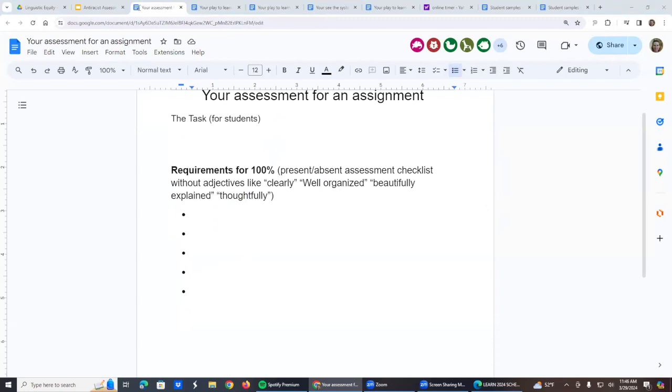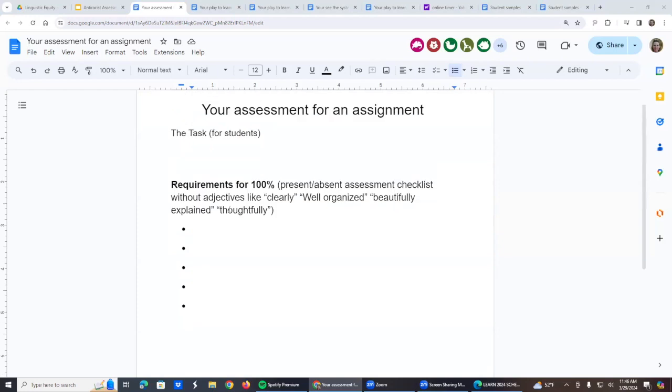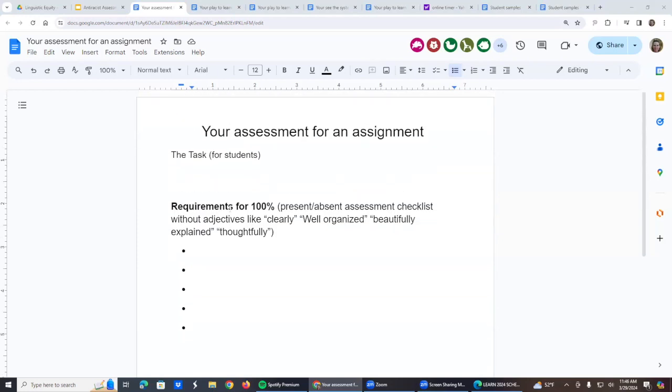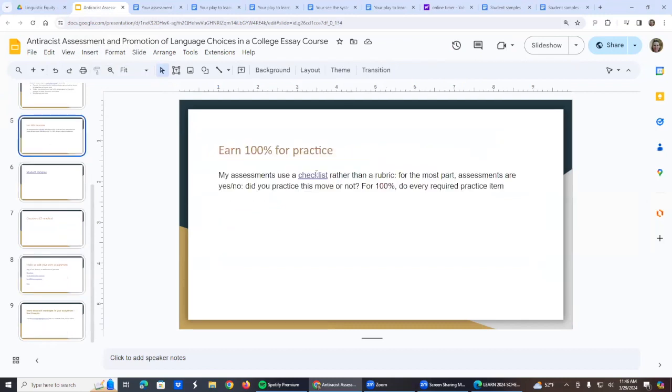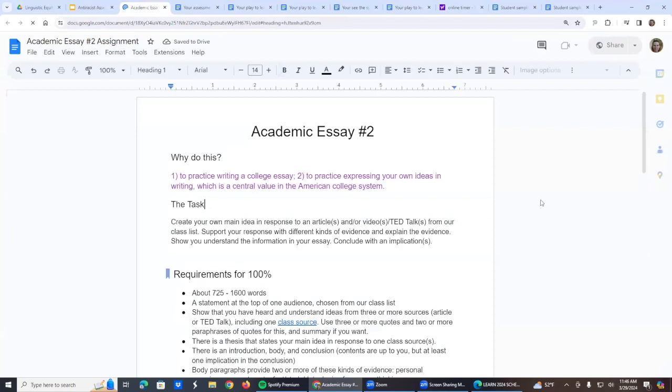So I wonder, would it be useful for you to see my original assignment here where I do the checklist? Yeah, if we could see like a rubric too, I think that would be amazing. I don't use a rubric. So I will show you. Here we go. So here is my actual assignment.